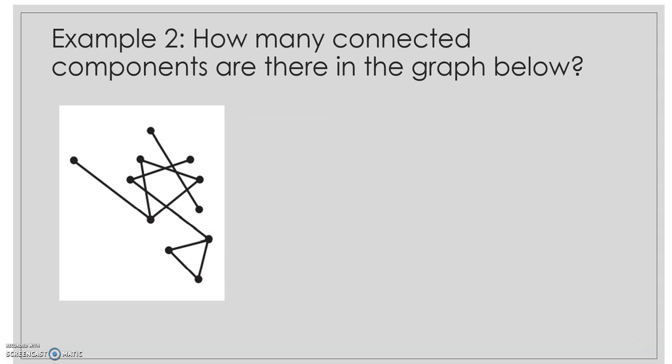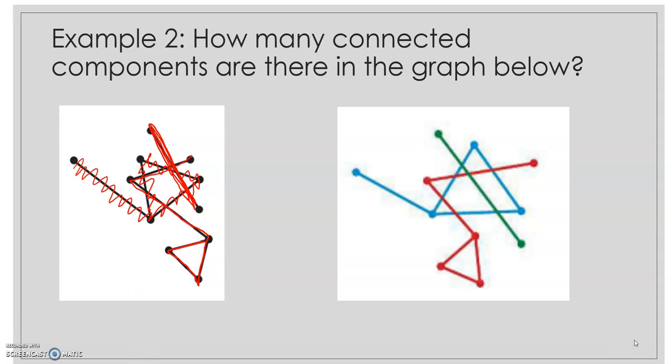Example 2, how many connected components are there in the graph below? We can start by tracing it, and here is one component. If we start at this vertex, there is a second component. Starting at this vertex, here is a third component. Can be shown in 3 different colors. So there are 3 connected components in the graph.